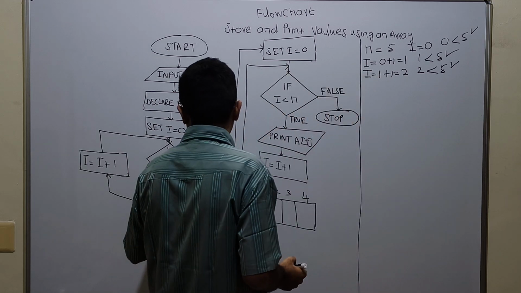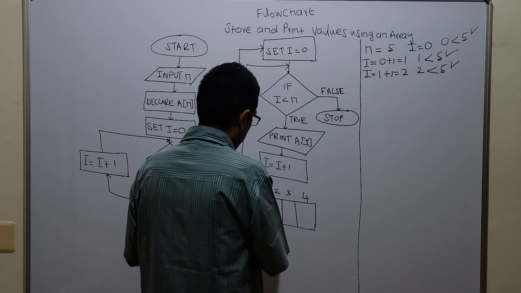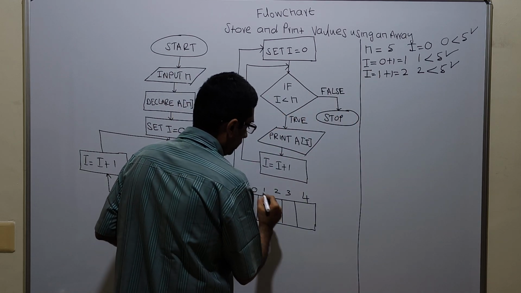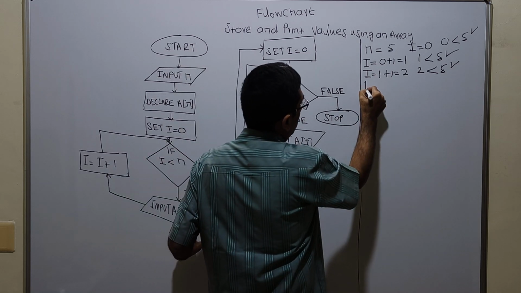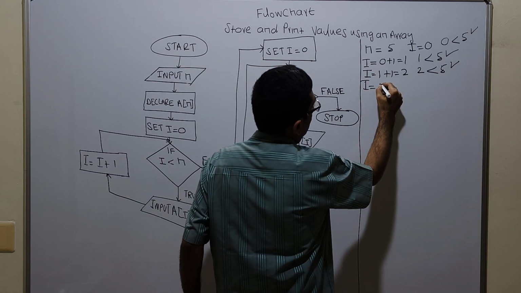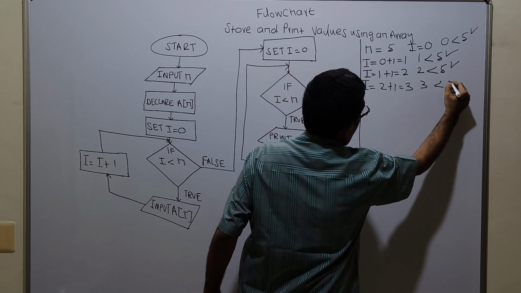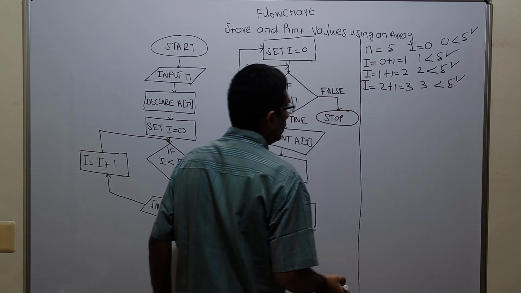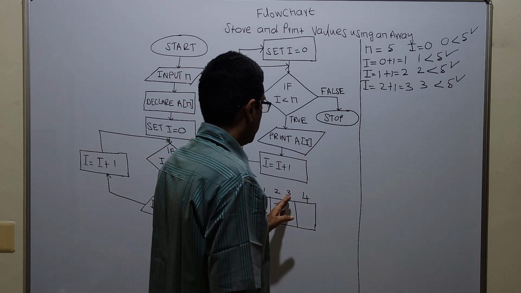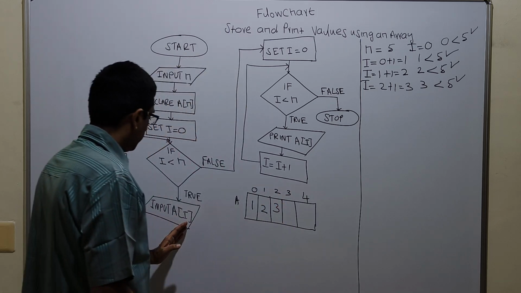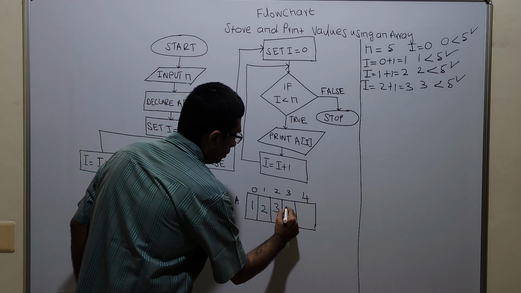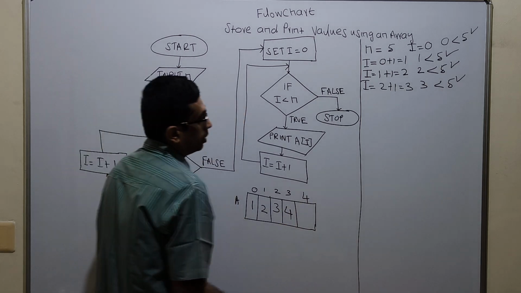I am obtaining input for the a of 2. So a of 2 I am storing a value 3. I am incrementing I by 1. I equal to 2 plus 1, which is equal to 3. 3 less than 5 is true. Now I am obtaining input for a of 3. So input a of 3. I am storing a value 4 here.